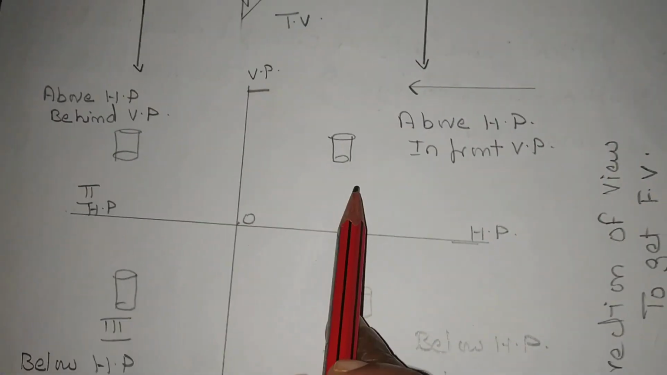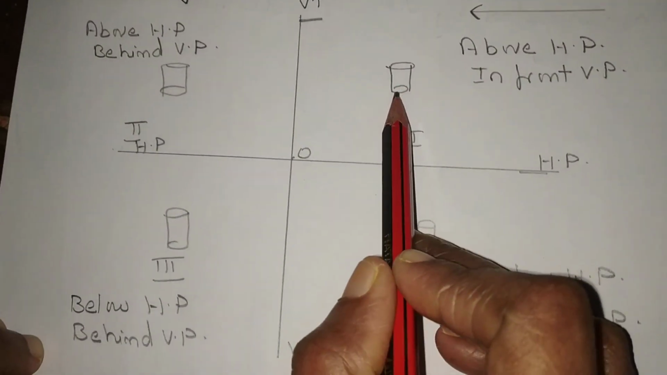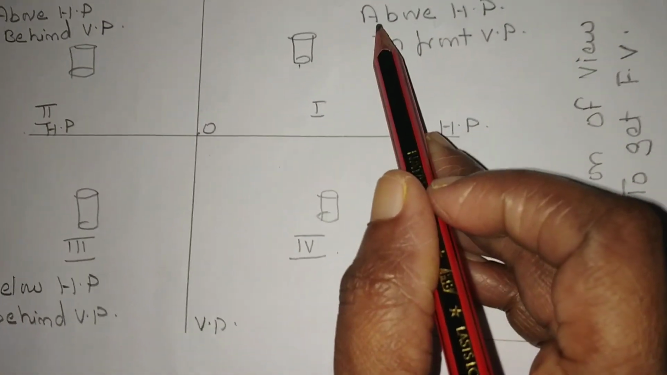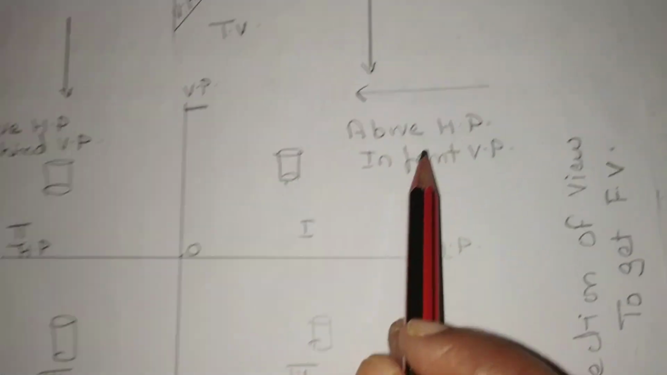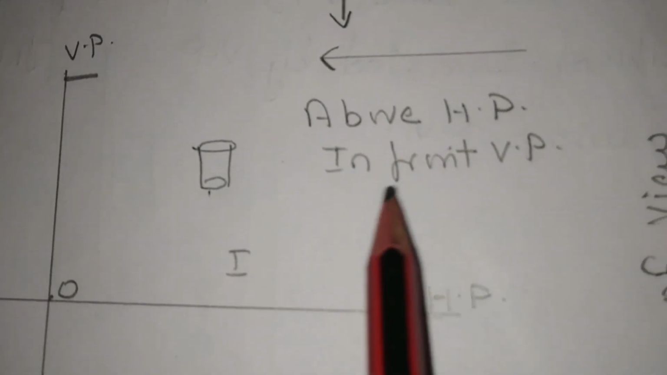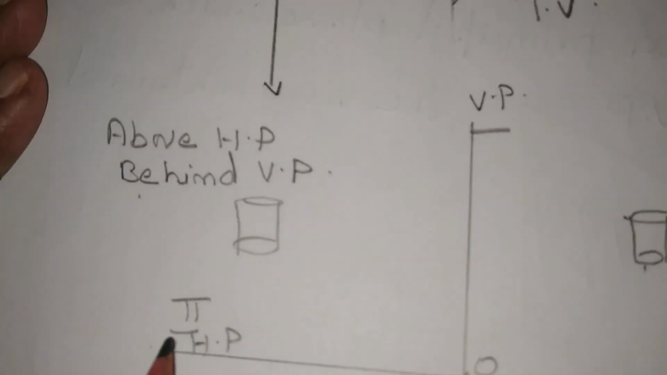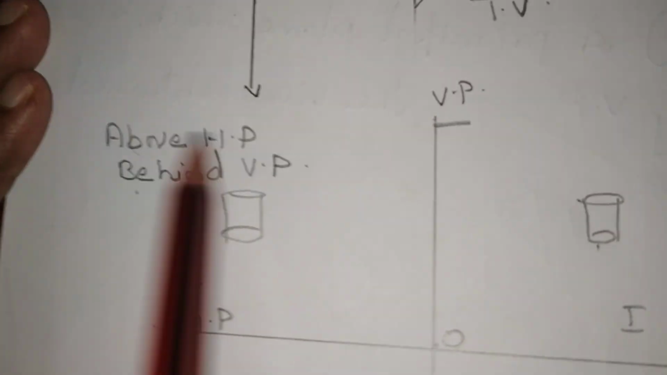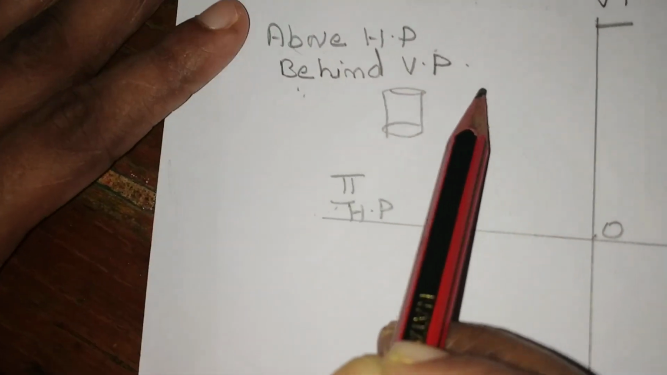So any object placed in the first quadrant will be as what is given here, above HP, in front of VP. Any object placed in the second quadrant will be known as above HP, behind VP.